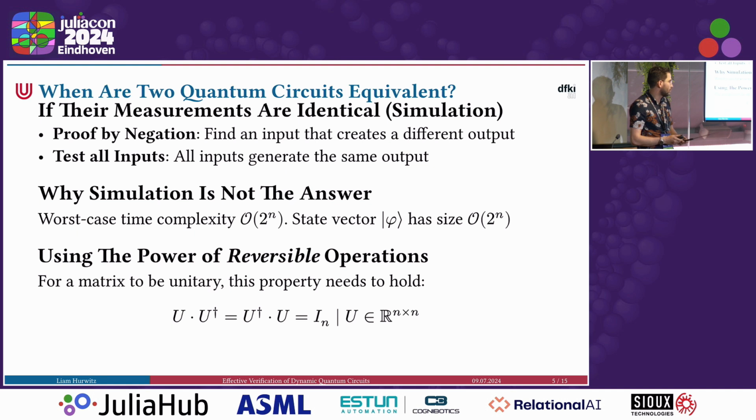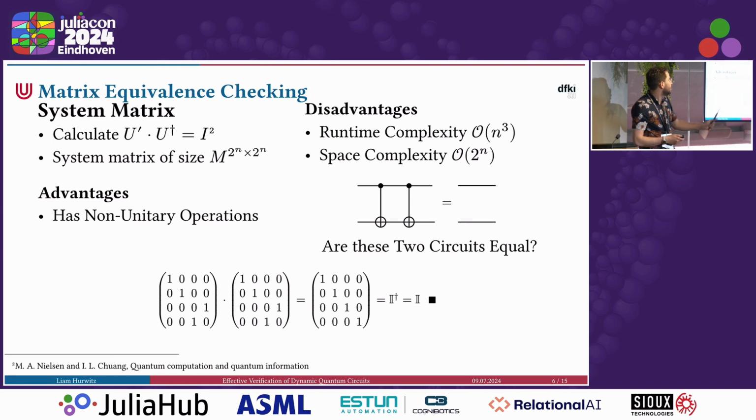We want to use the power of reversible operations, so I think you all know that quantum circuits are unitary, and thus we know if we have one and the adjoint of itself, we get the identity. This is what I'll be using. Here we have an example of just 2 CNOT gates put after each other, and I say this is equal to an empty circuit. You can prove this by having the first matrix multiplied with the second matrix, and this will be the identity again. Again, bad complexity, cubic runtime and exponential space.